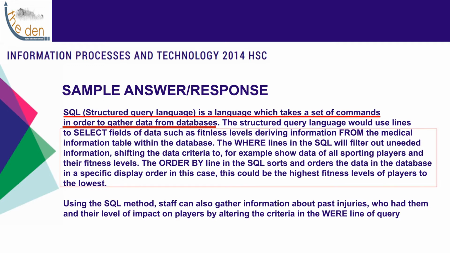The structured query language would use select lines to select fields of data such as fitness levels, deriving information from the medical information table within the database. The where line in the SQL will filter out unneeded information, shifting the data criteria to, for example, show data of all sporting players and their fitness levels. The order by line in the SQL sorts and orders the data in a specific display order. In this case, this could be the highest fitness levels of players to the lowest. Using the SQL method, staff can also gather information about past injuries, who had them, and their level of impact on players by altering the criteria in the where line of the query.